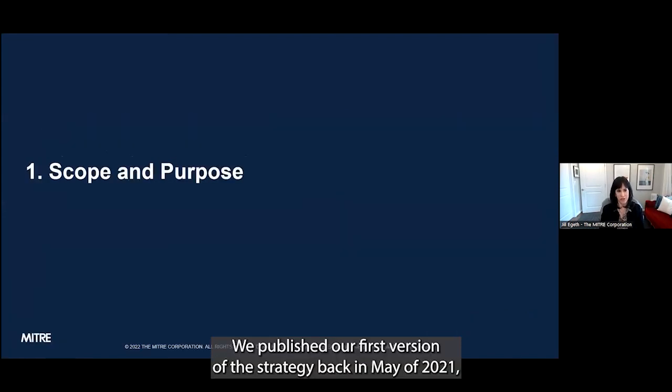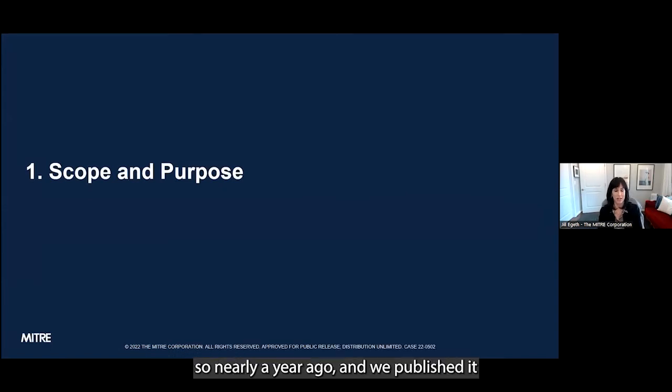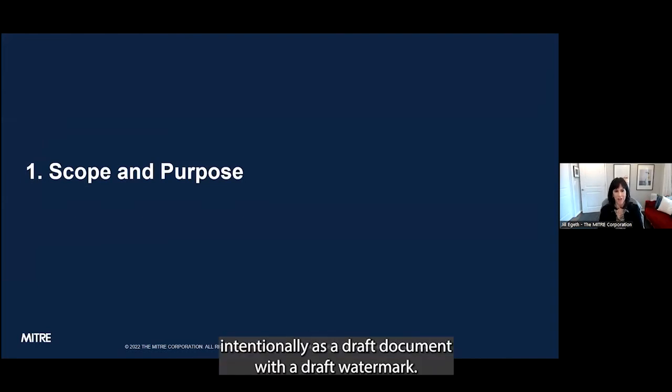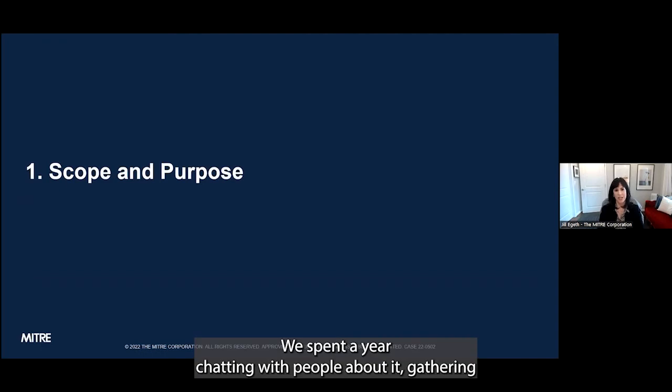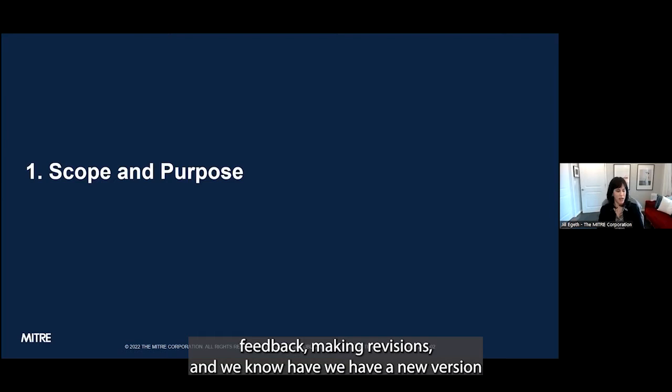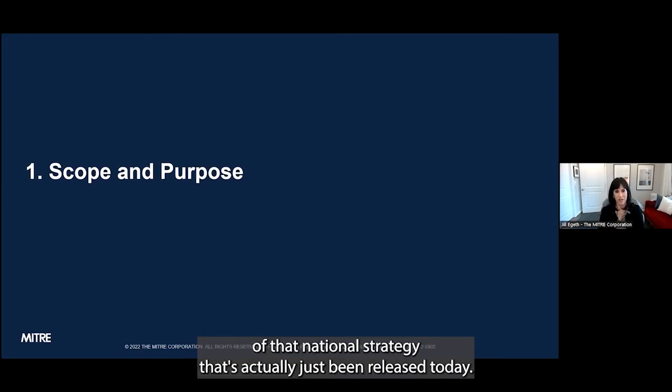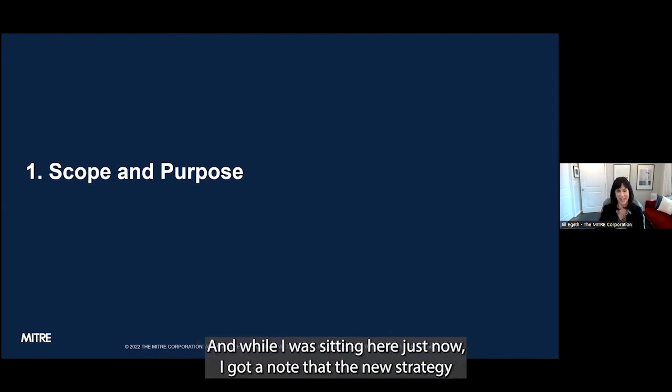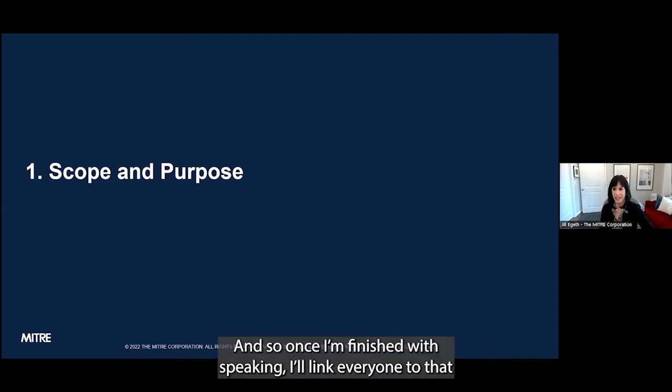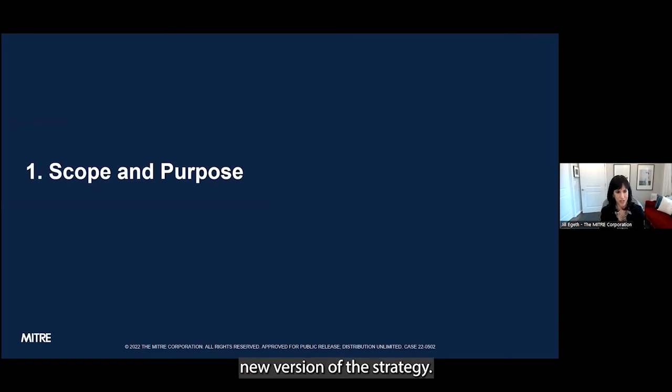We published our first version of the strategy back in May of 2021, so nearly a year ago, and we published it intentionally as a draft document with a draft watermark. We spent a year chatting with people about it, gathering feedback, making revisions, and we have a new version of that national strategy that's actually just being released today. And while I was sitting here just now, I got a note that the new strategy is live on the MITRE site. And so once I'm finished with speaking, I'll link everyone to that new version of the strategy.